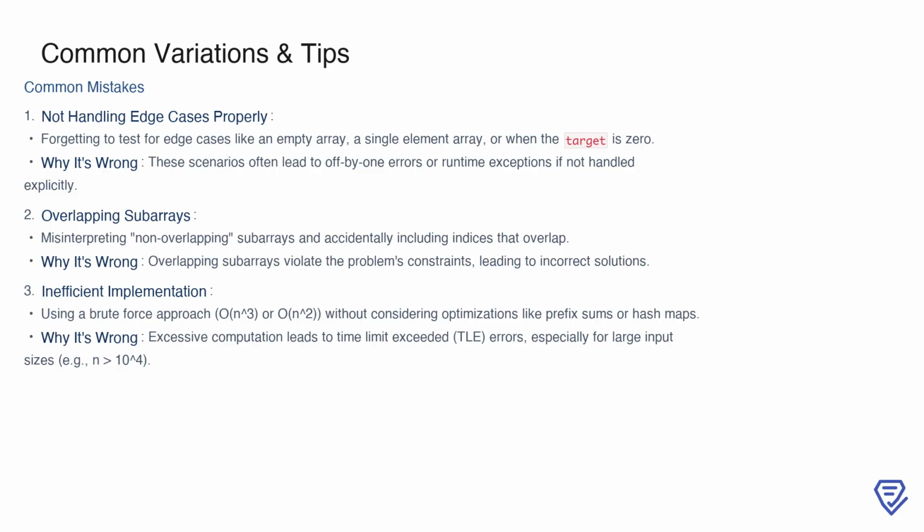Next, it's important to understand the concept of non-overlapping subarrays. Misinterpreting this can result in accidentally including indices that overlap, which violates the problem's constraints and produces incorrect results. Additionally, many solutions struggle with inefficiency. For example, brute force approaches with O(n squared) or O(n cubed) complexity often overlook optimizations like using prefix sums or hash maps. This inefficiency can quickly lead to time-limit-exceeded errors, especially when dealing with large input sizes, such as arrays with more than 10,000 elements.